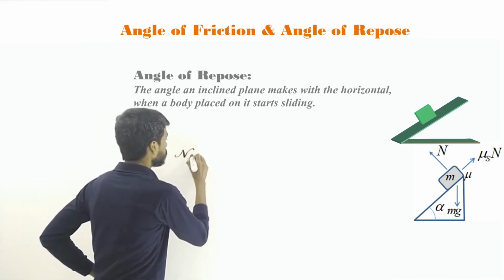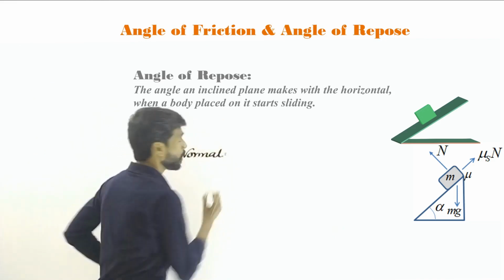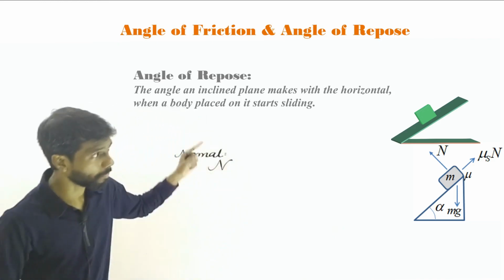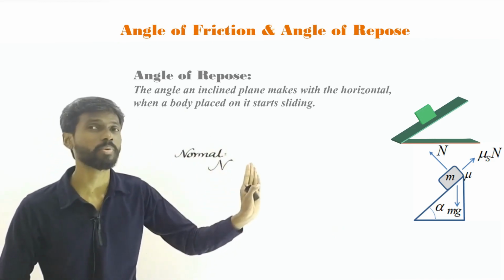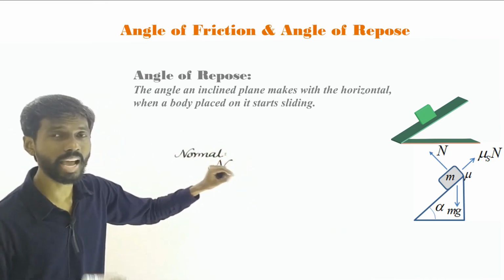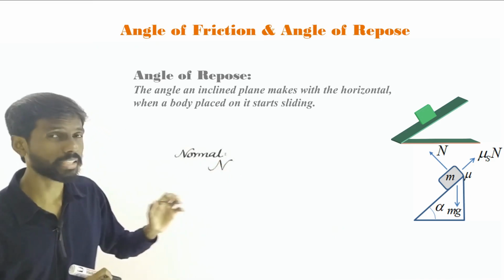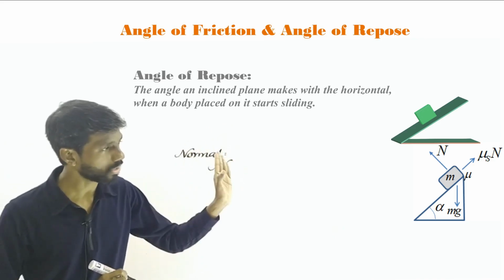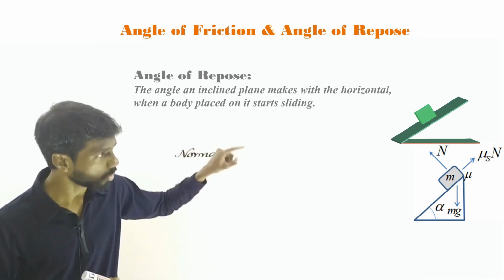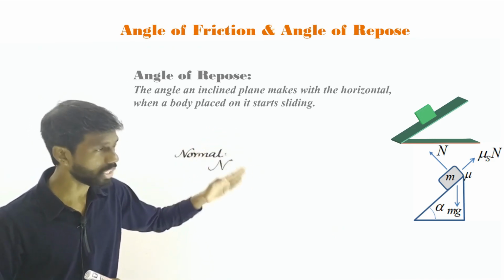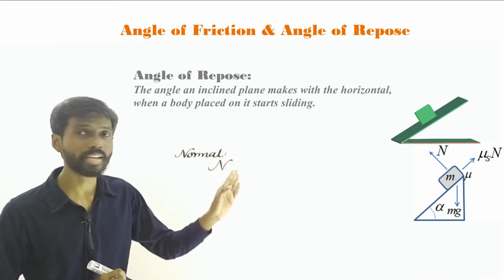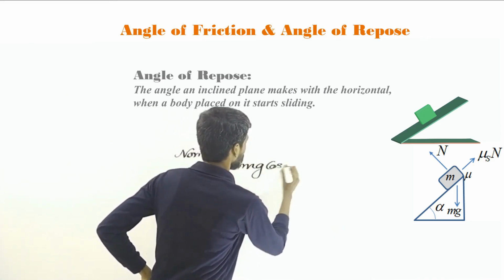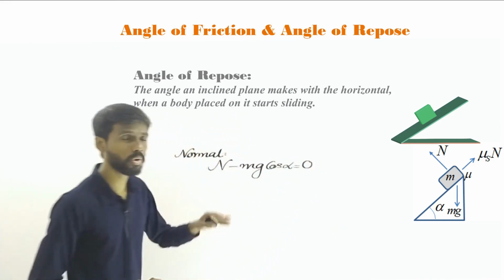In the normal direction, what are the forces? N is acting in this direction, minus the component of the gravitational force in that direction. This angle is alpha, where alpha is the angle of repose. That means the maximum friction is acting when the angle is alpha, so it is limiting friction. What is the force against this normal force? That is a component, and that angle is also alpha, so it is mg cos alpha. So N minus mg cos alpha equals 0, because there is no motion in the normal direction.